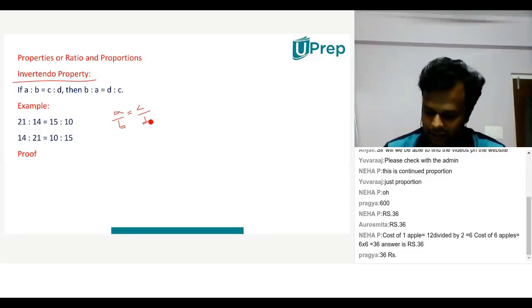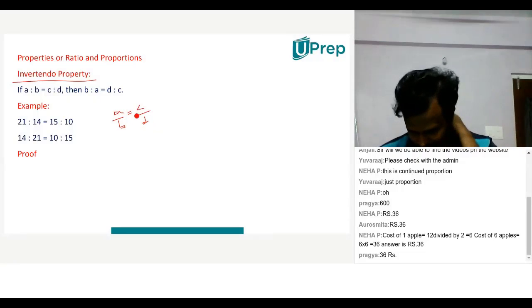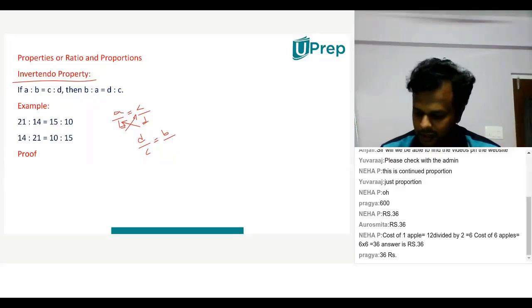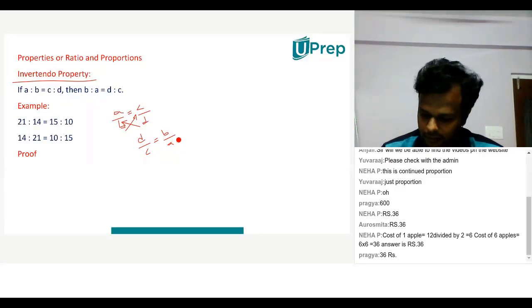Now children, if I take the D this side and C this side, if I do the cross multiplication, what happens here is this D will go up and C will come down, and here B will go up. So D will go up and C will come down, and B will go up and A will come down, just by cross multiplication.